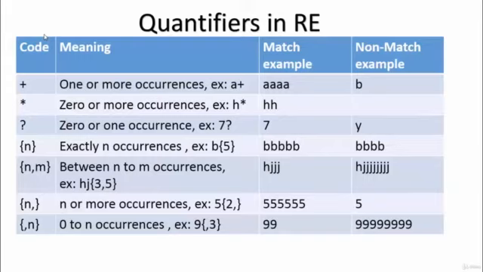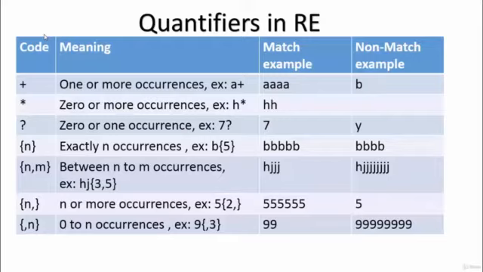Whenever a quantifier is placed before a character, it extends that character for some length. There are lots of quantifiers in RE. The first one is plus. Plus indicates that a particular character can be repeated one or more times. Similarly, star represents that a particular character can repeat 0 or more times, and question mark allows a character to either exist one time or 0 times.